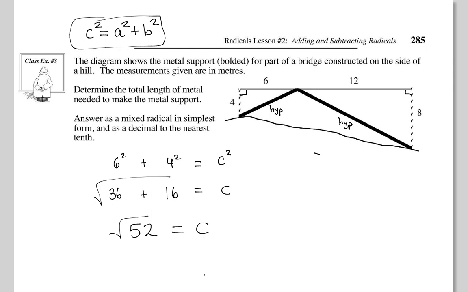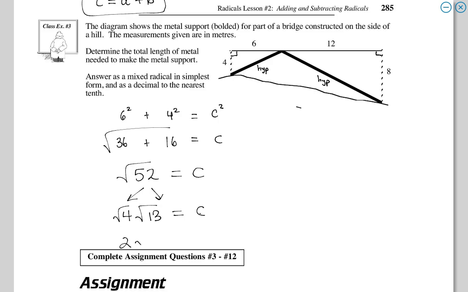We simplify 52. I bet you can divide by 4. What's 52 divided by 4? 13? And 13's prime, so you can't do any more divisions out of that. So 4 is definitely the result. And then we finish this off as 2 square root 13. So that's the first hypotenuse.